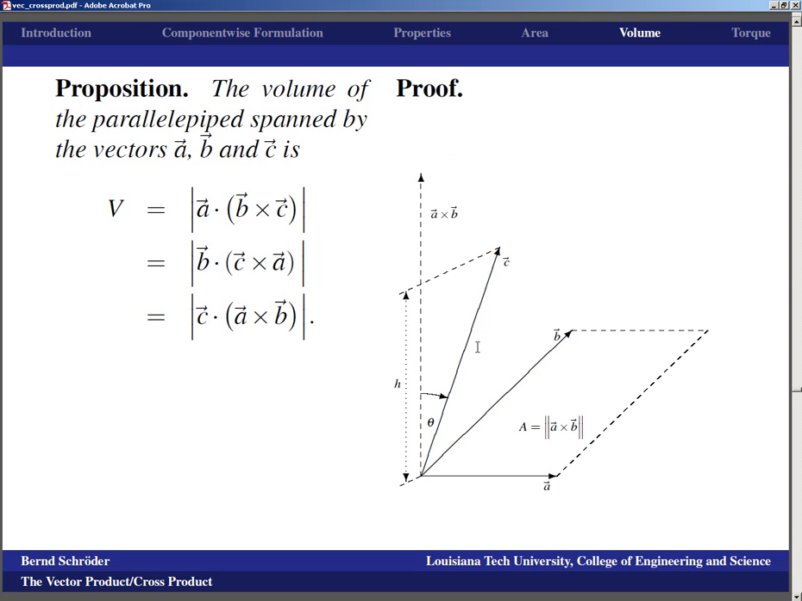Cosine of theta is the height divided by the magnitude of C, which means that the height is magnitude of C times cosine theta, and so that means that the volume is base times height, which is magnitude of A cross B times magnitude of C times cosine theta, and that's of course just A cross B dot C if we go back to the formula that we know from the dot product.